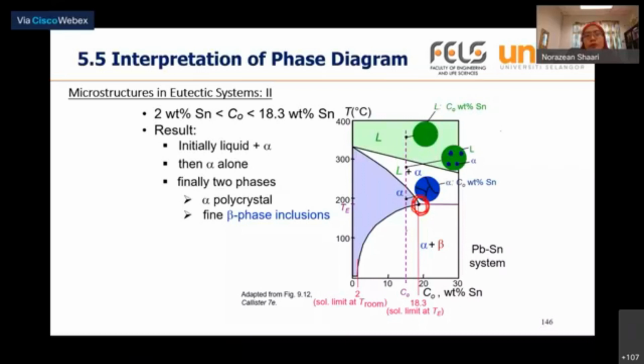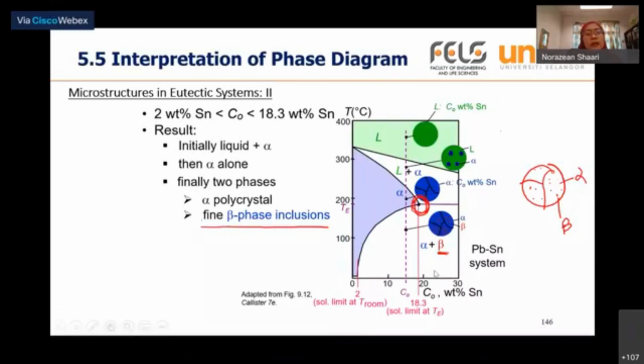So macam mana structure dia? Okay, kalau nampak dekat sini, make sure nampak ke tak, saya lukis balik. So ini dia punya alpha tadi, and then dia ada fine beta phase inclusion which is dot yang ni. So maksudnya dia ada alpha yang luar ni dan yang titik-titik ni adalah fine beta phase inclusion which is both are solid. Okay, both are solid.